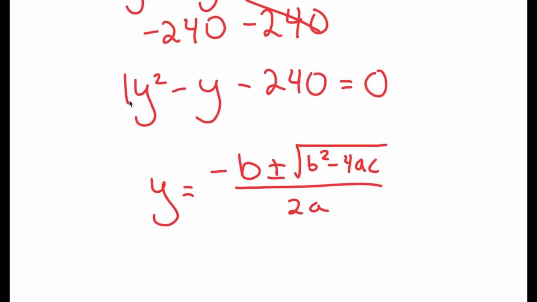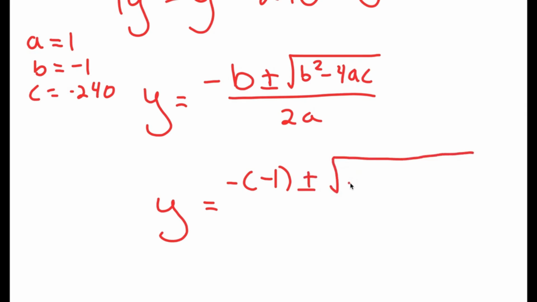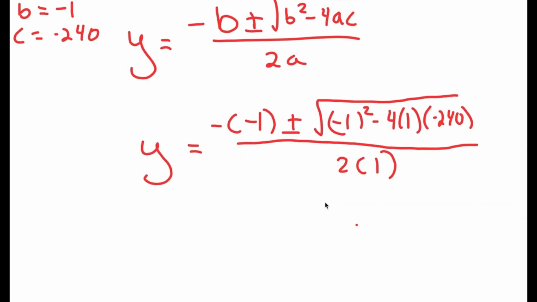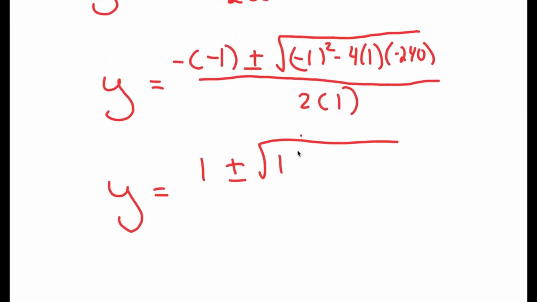So in this case, looking over here, a is 1, b is negative 1, and c is negative 240. So I get y is equal to negative of negative 1 plus or minus the square root of negative 1 squared minus 4 times 1 times negative 240 all over 2a, so 2 times 1. And this simplifies to 1 plus or minus the square root of 1 plus 960 over 2.